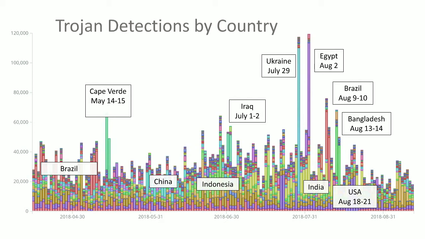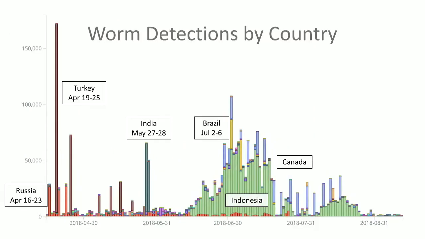Certain events like Ukraine and Egypt there on July 29th and August 2nd, I'm not quite sure what happened there. A lot of times I do go in and try to figure out what happened, but you would be surprised. And if you don't believe me, send me an email. But so many major malware outbreaks you can directly tie to geopolitical affairs. And I'm going to show you plenty of examples of that shortly.